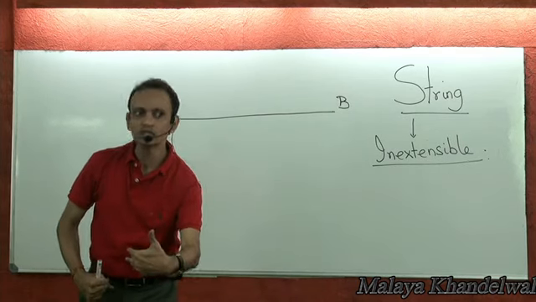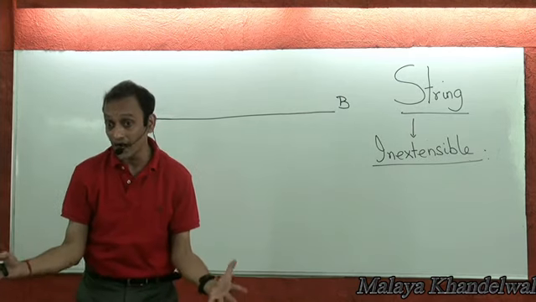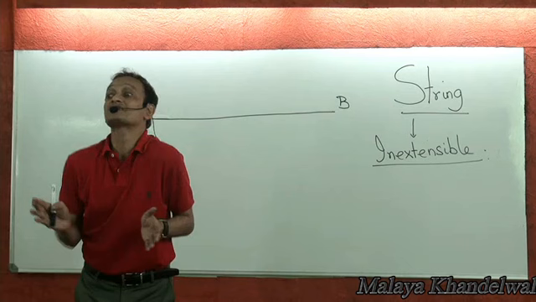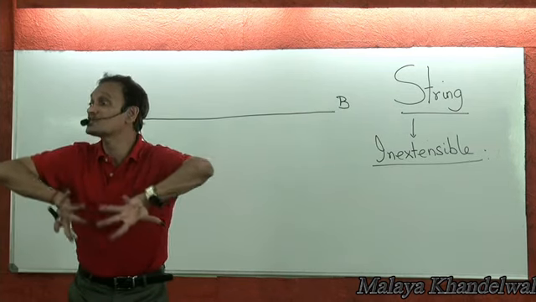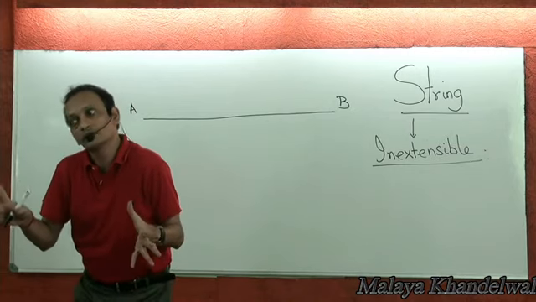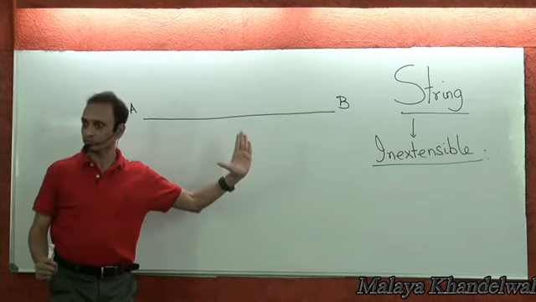In contrast, there is a spring element. In a spring element, the length changes with time, but in a string, the total length will remain the same, right? That's the difference between a string and a spring. Clear? So now we're talking of a string AB.